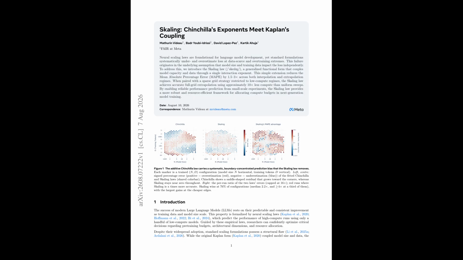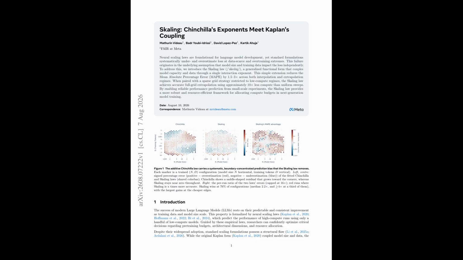Enter the Skaling law, which is the paper's central contribution and, honestly, a beautifully minimal fix. Instead of adding the two power law terms and calling it a day, the authors sum them inside parentheses and raise the whole thing to a single new exponent called k. When k equals 1, you recover Chinchilla exactly. When k differs from 1, you get a coupling between model size and data that produces a non-zero mixed derivative, exactly the interaction the empirical surface demands.